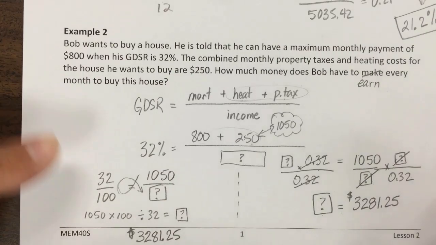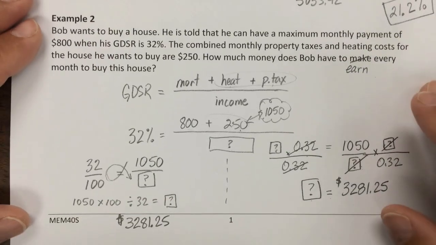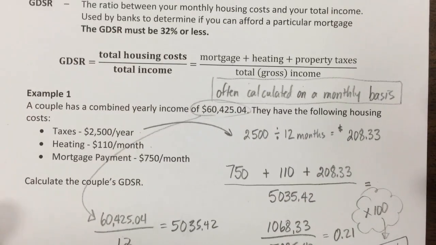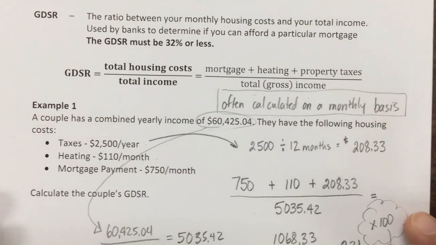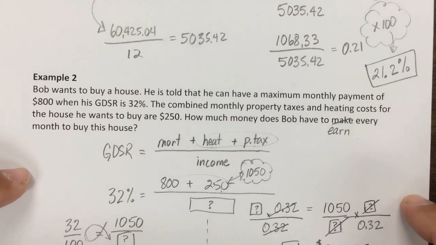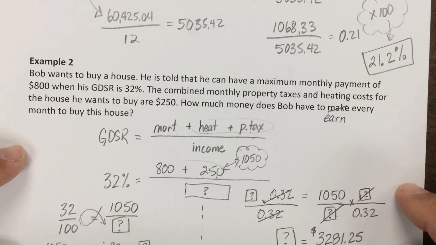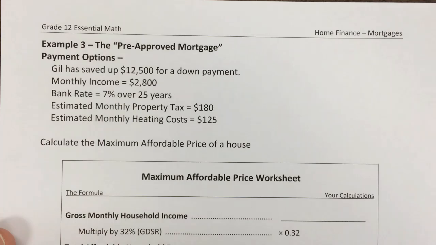What I would suggest you do right now is pause the video and try the first couple of questions in the assignment, because they fall under either calculating the gross debt service ratio for a particular scenario, or one of the missing parts where you're going to use this technique. You can press pause, try a few of those questions, and then continue the video for example 3. See you in a bit.